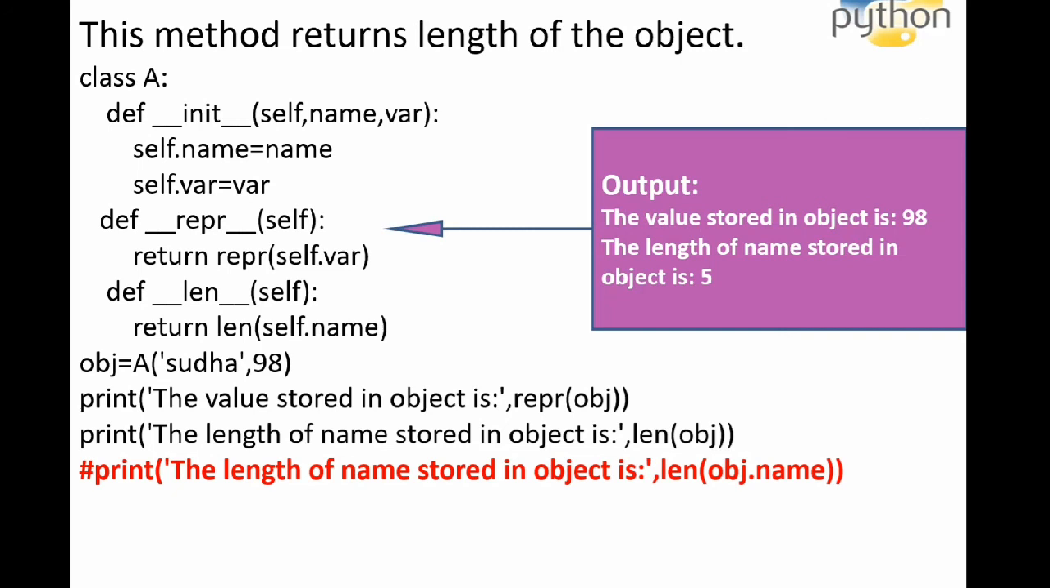Now I'm saying the value stored in the object, so the value is 98, and 98 is printed. The length of the name stored in the object is the length of obj. It is giving me 5 because Sudha is 5, the count of characters. In the object, Sudha is a string and it is an object, so it is giving the length of the object, which is 5. So this is how I'm getting the answer. So len is another method.